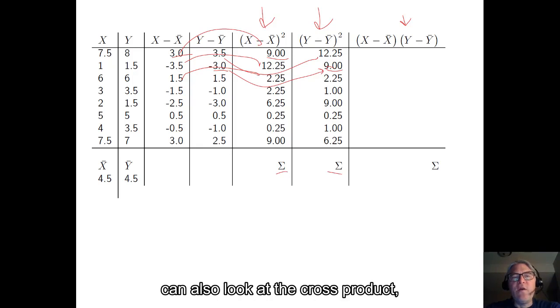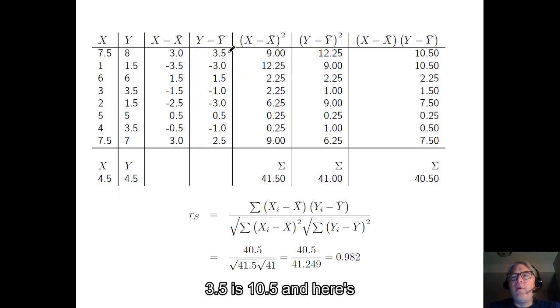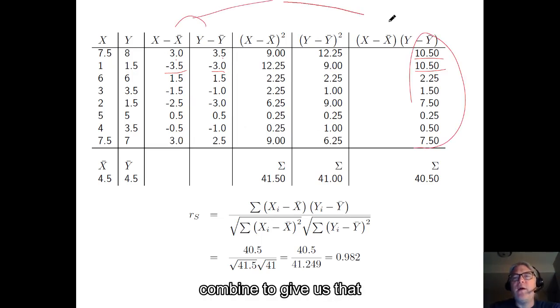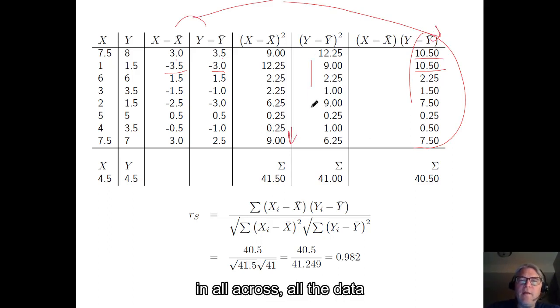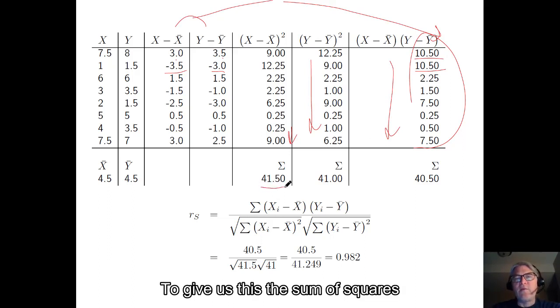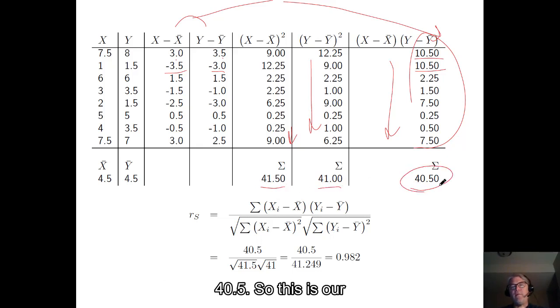And we can also look at the cross product, right? So the cross product 3 times 3.5 is 10.5, and here's negative 3 times negative 3, that's also 10.5, etc. So this column here is just coming from the product of these two things. Those two combine to give us that column, and then we sum across all the data points to give us the sum of squares for x, the sum of squares for y, and the sum of products of 40.5.